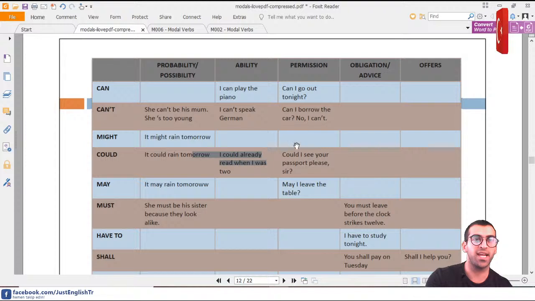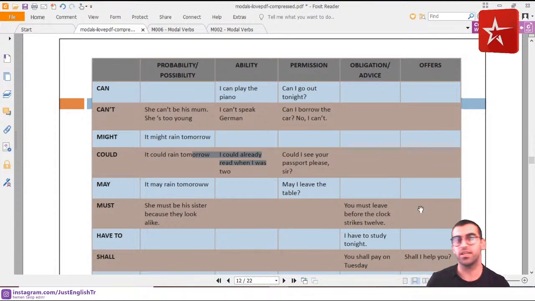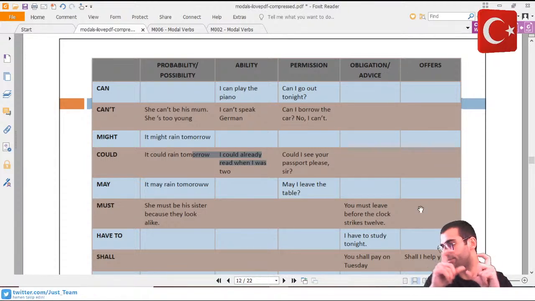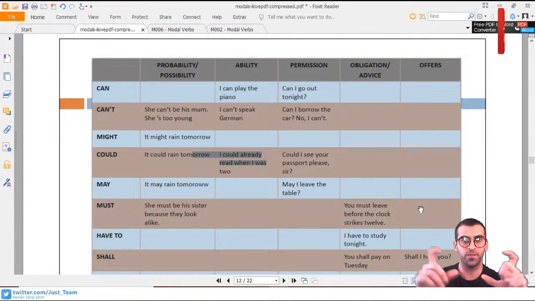So as you see, can: probability, possibility, ability, permission, obligation, advice, or offers. If you want, you can take a photo of this screen.